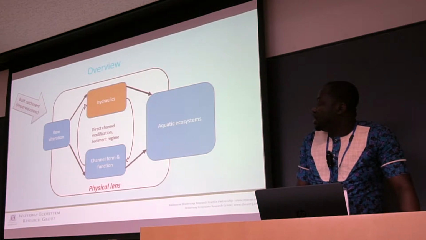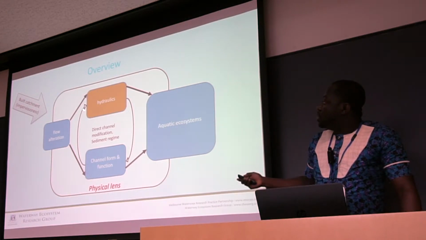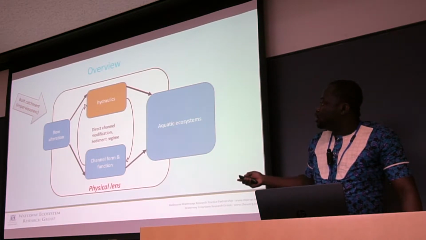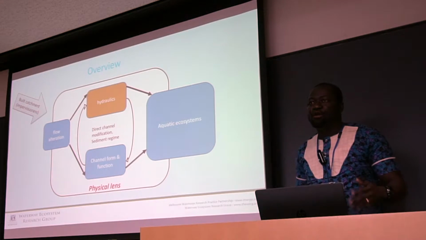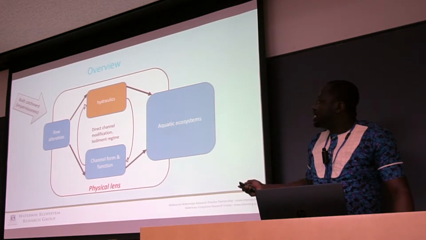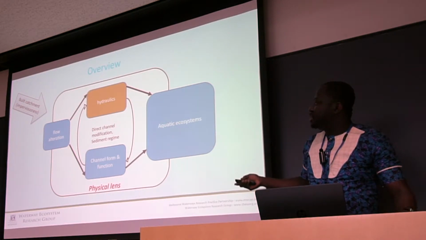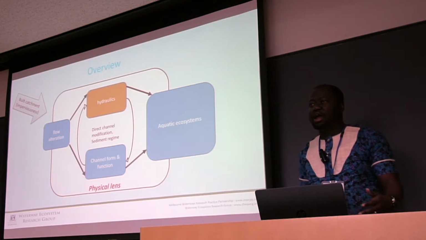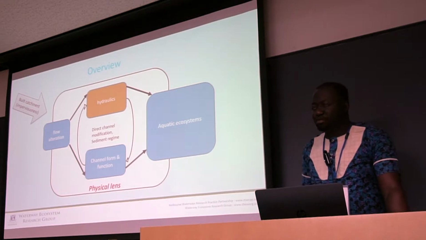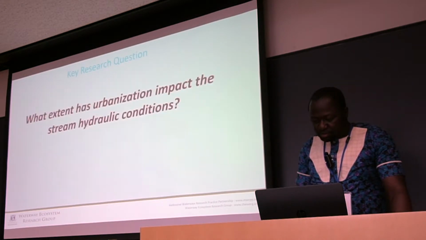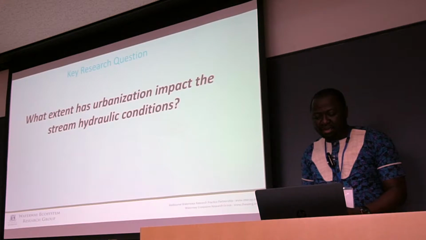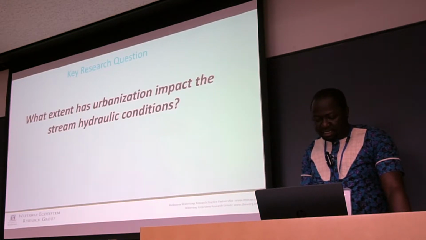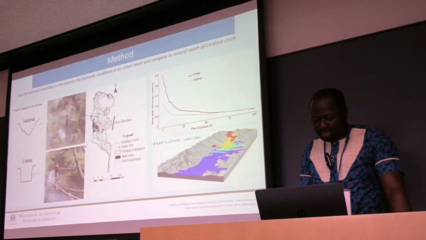in shaping how the flow impacts the ecosystem functions. So what I'm trying to understand is how we can use ecohydraulic modeling, or ecohydraulics investigation, which combines the interaction of the flow with the morphology, to explain the ecosystem functions that are observed. The key research question is to investigate the extent that urbanization impacts have on the stream hydraulic conditions.